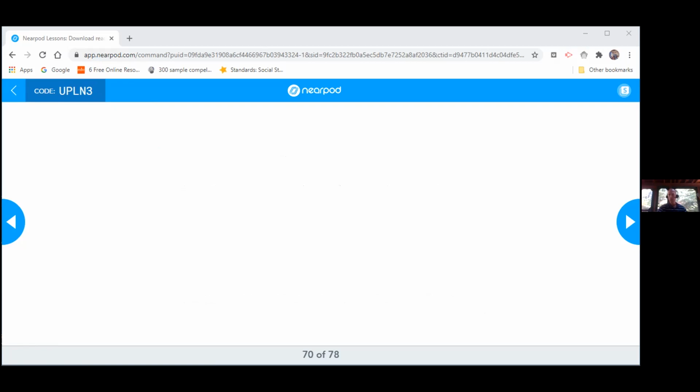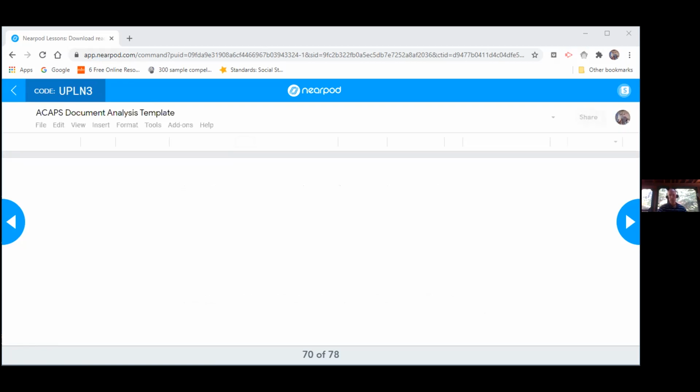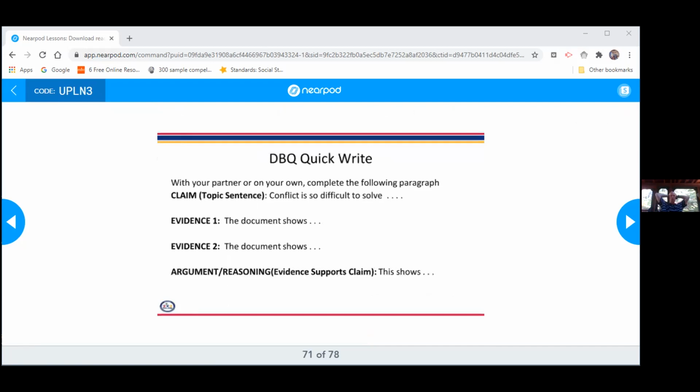And then here's what you would do: you would take what they learned in that document, and in that News ELA article, they would then give you 2 pieces of evidence to explain why conflict is so difficult to solve. And you could use this structure pretty much for anything, just maybe change the topic sentence based on the inquiry you're using. And this would be just a quick write using one DBQ.